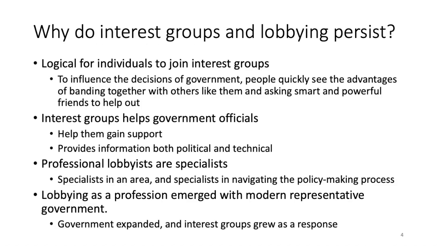So why do interest groups exist? Why does lobbying persist? It's logical for us, with how our government is structured, to join interest groups. The purpose, when we get together to join an interest group or when we contribute to an interest group, is to influence decisions of government. And honestly, we're more effective. Individuals who want to influence government are far more effective by banding together with others that have the same ideals and asking really, really smart, powerful friends to help out, right?